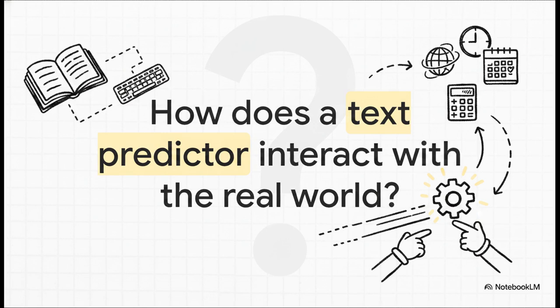Because by themselves, these models are really nothing more than functions that take in a string of text and output a string of text. Literally, that's all they do. They can't browse the web, they can't calculate math, and they definitely cannot schedule a meeting on their own.